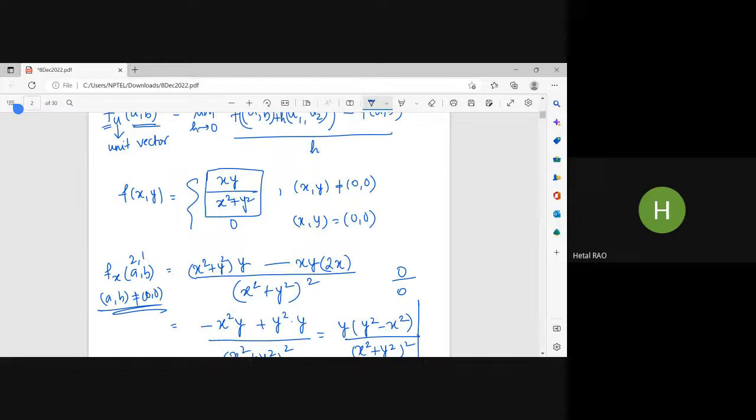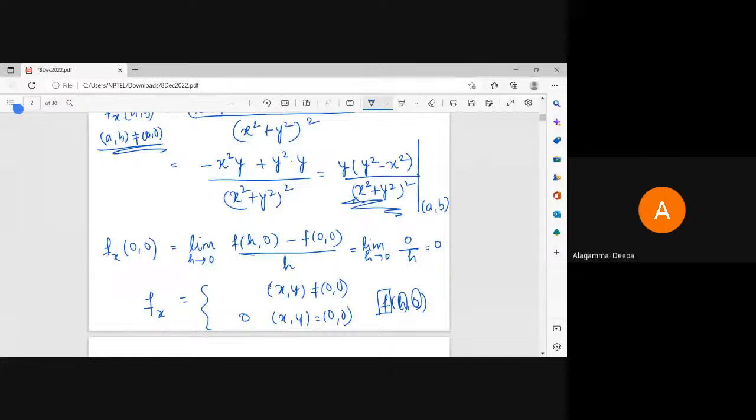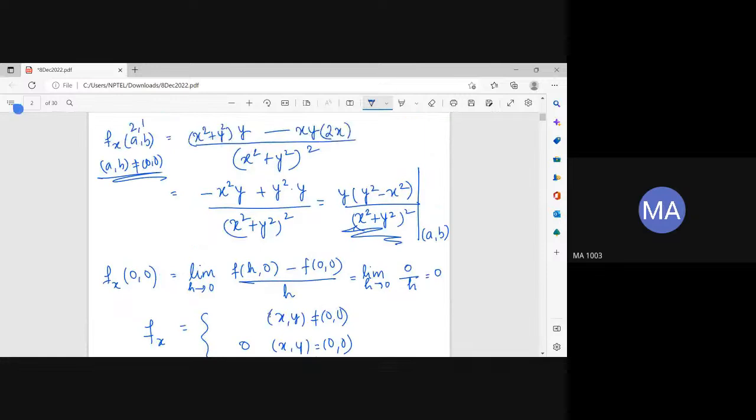Thank you. Ma'am, when the partial derivative doesn't exist, how do we conclude that? No, they exist. What is the problem here? I'm just asking when the partial derivative doesn't exist. If this limit didn't exist, for example if you had 1 by h instead, then the limit is infinity, 1 by 0, which is infinity.